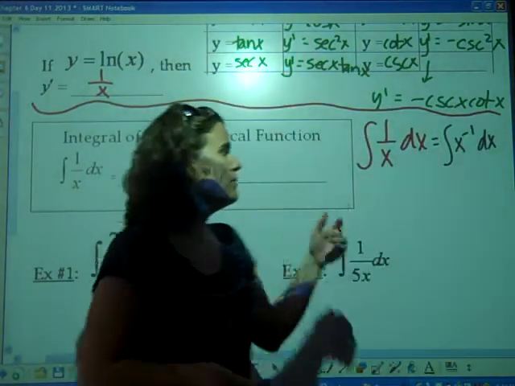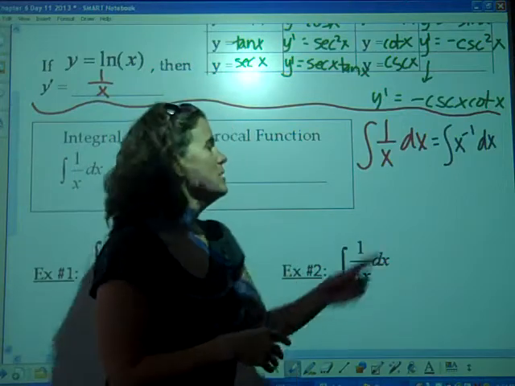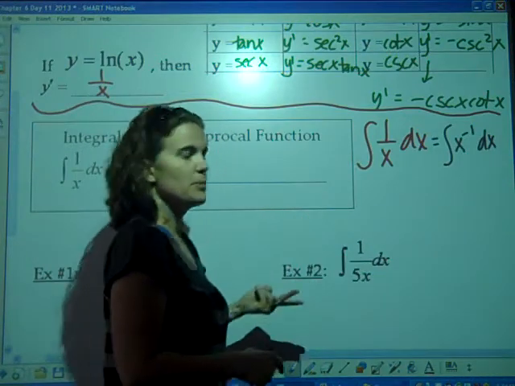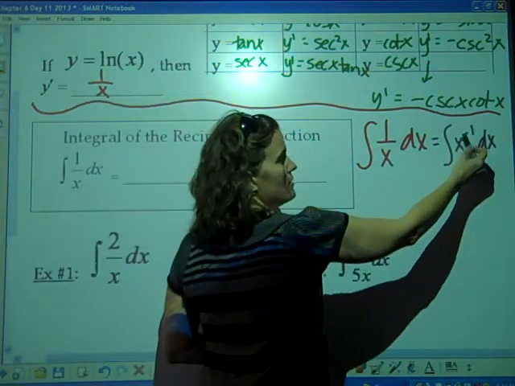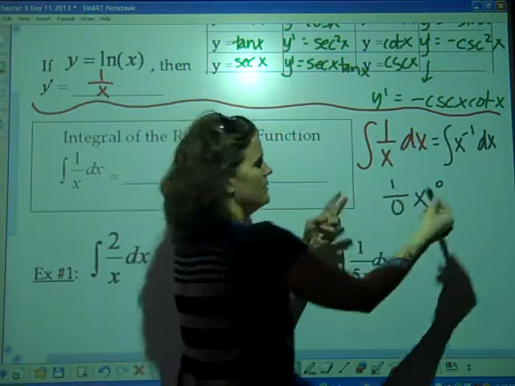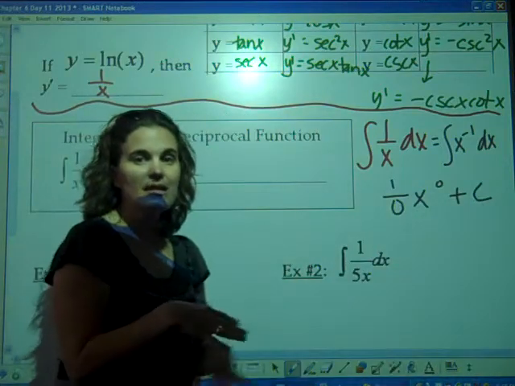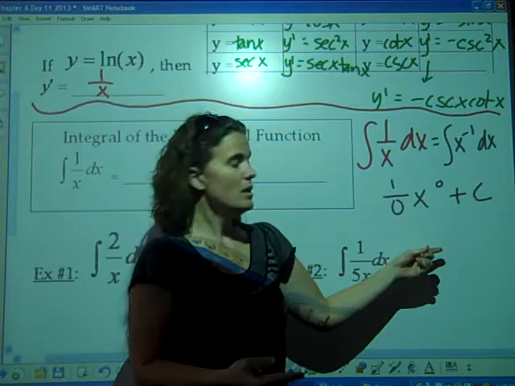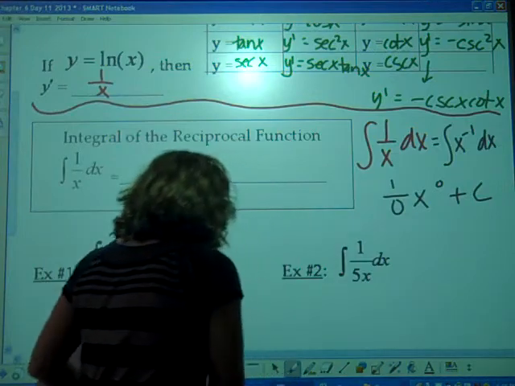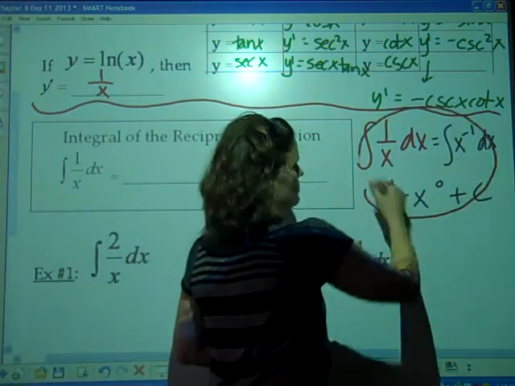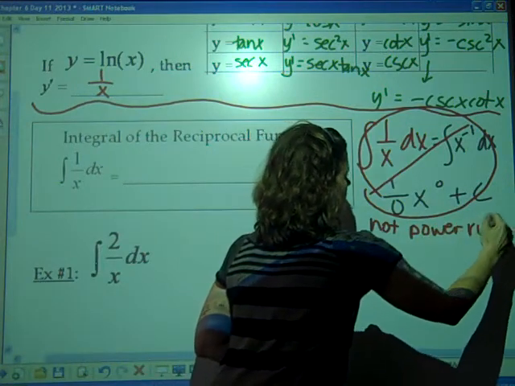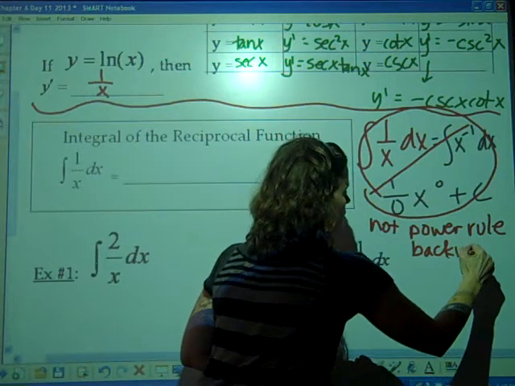Anytime you have an exponent, we normally use backwards power rule, right? We say, I'm going to add 1 to the exponent, and then get rid of that by putting the reciprocal out in front. The problem is, if I add 1 to negative 1, I'm left with x to the 0th, and then I'd really be putting 1 over 0 out in front, plus c. Obviously that is not going to work. X to the 0th would be 1, and we'd be multiplying by an undefined value. So that's why this needs its own special rule. We're not going to be using power rule backwards.